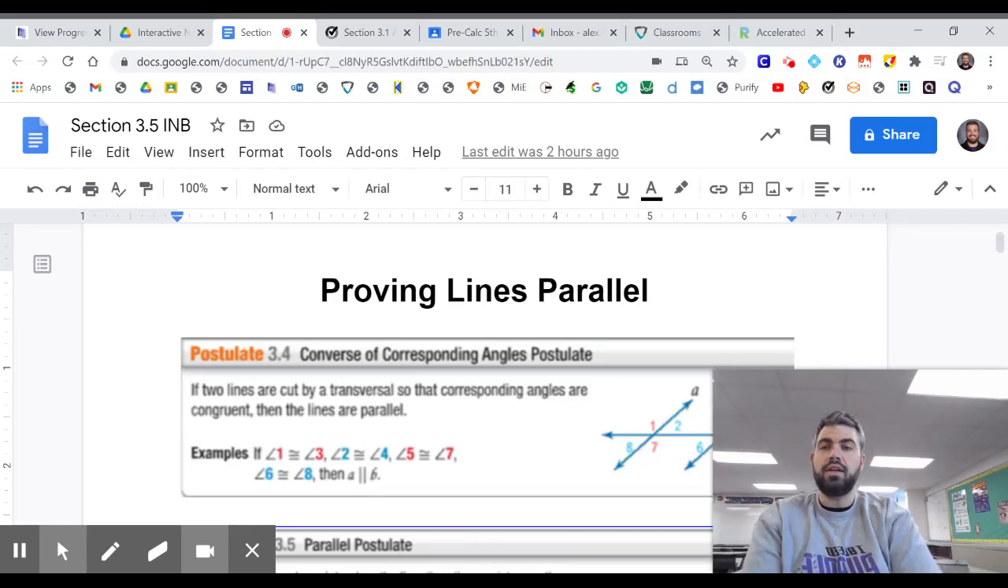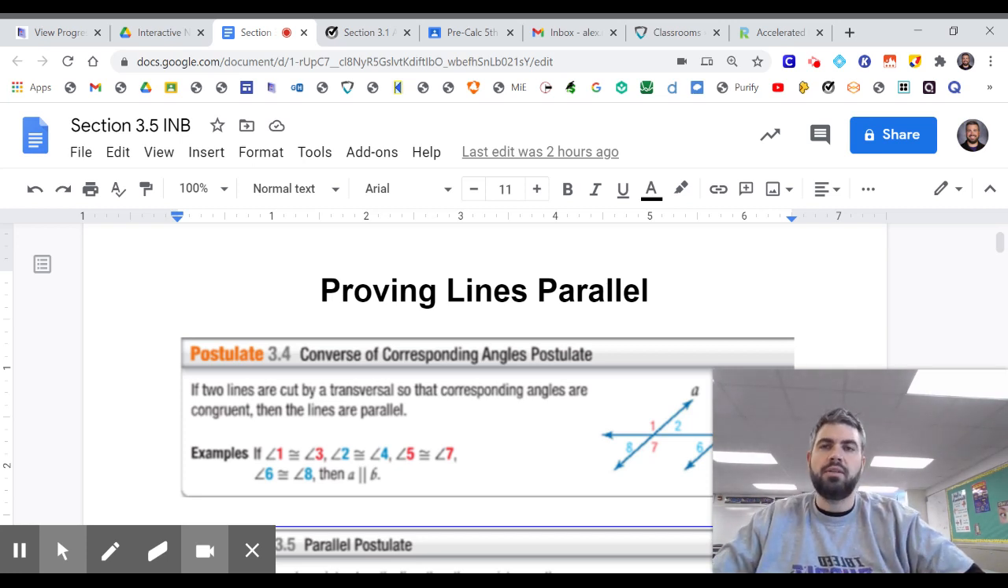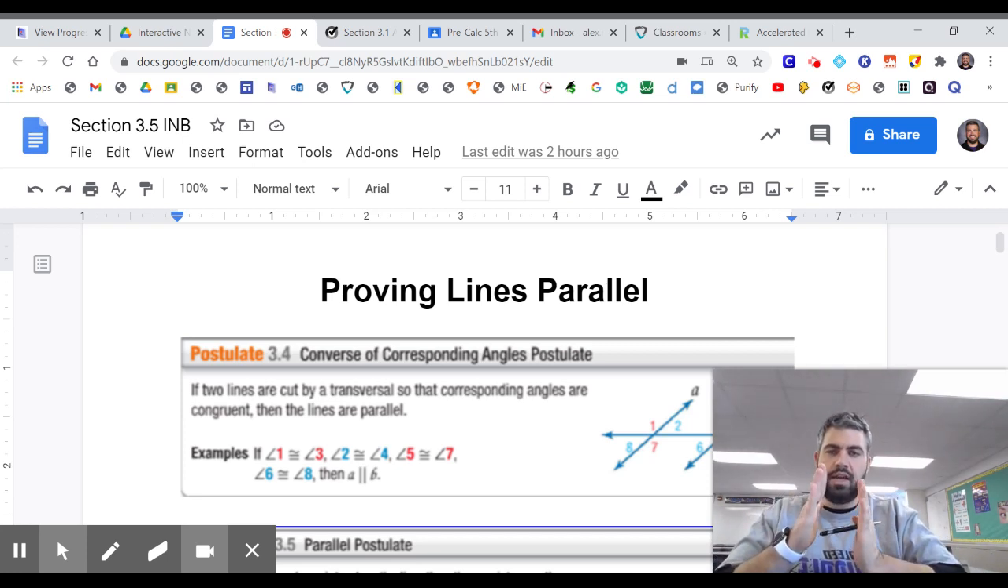Okay, so we're going to be moving on to section 3.5, which is talking about proving lines are parallel. Now, previously, we talked about that if you have two parallel lines, there are two angles that correspond with each other. Because we have parallel lines, these angles cut by a transversal are going to be corresponding. What we also can prove now is that if we have those corresponding angles and we know that they're congruent, it proves that the two lines that they're connected to through the transversal are going to be parallel.